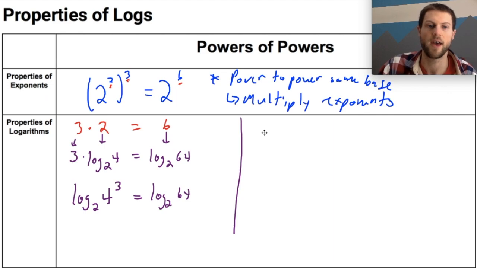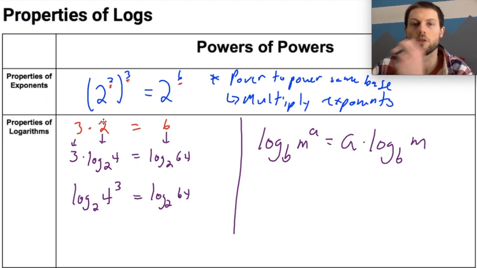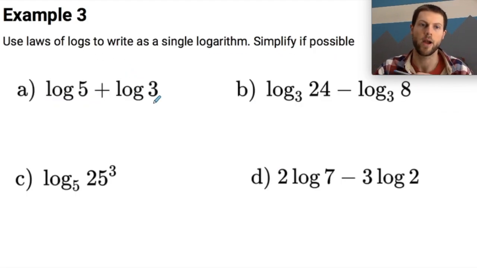So in general, if I have some log base b of m to the a power, that's going to equal a times log base b of m. All right, so that's my power of powers. Those are the 3 big ones. And let's see some examples of this. Let's now put them into practice.